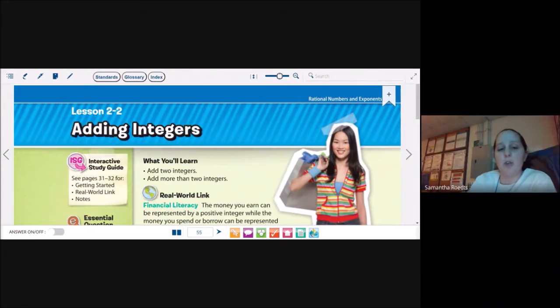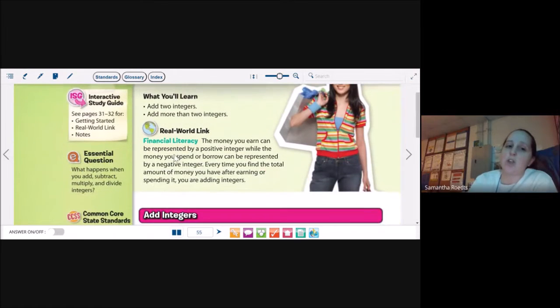All right, this is Unit 1, Lesson 2, adding integers. So today we're going to be learning about adding two integers and adding more than two integers. Our lesson essential question is: what happens when you add, subtract, multiply, and divide integers?